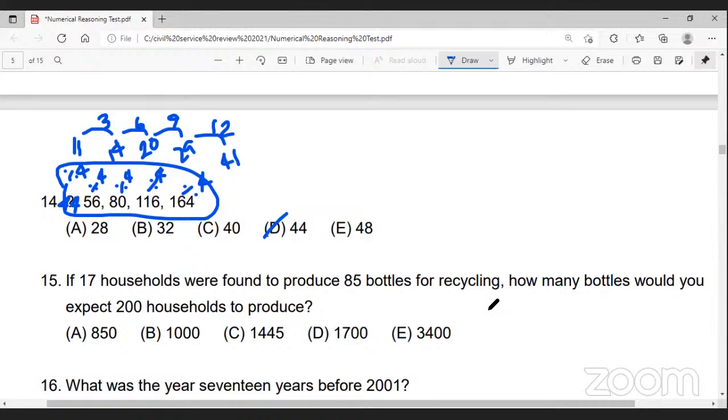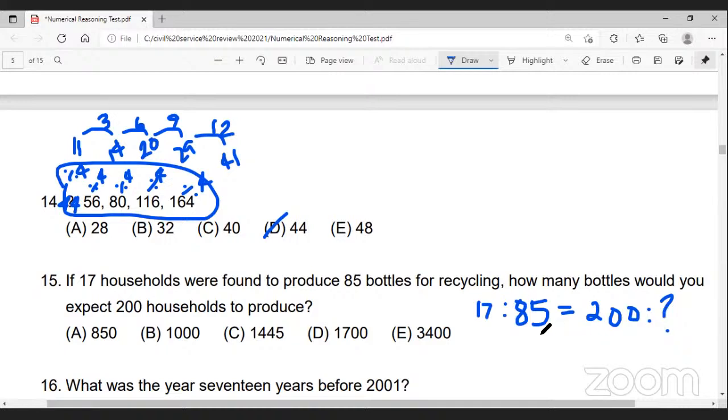We have 17. 1,000, ma'am. 85. Yes, Mark. 1,000 if just enough. 70 to 85 households. Households to how many bottles? Equal is to how many? That's it. What operation did you use, Mark?